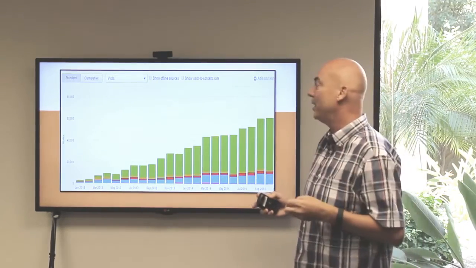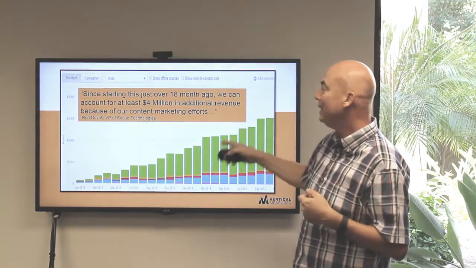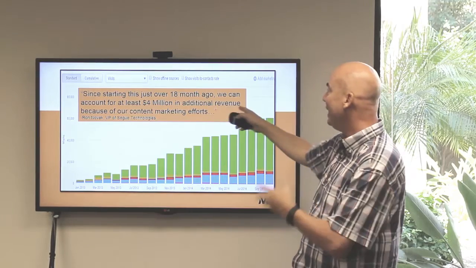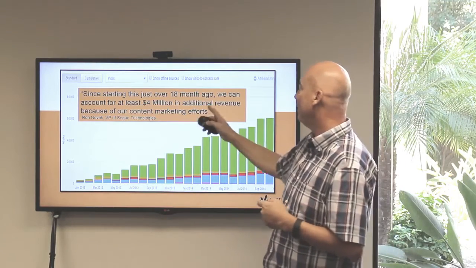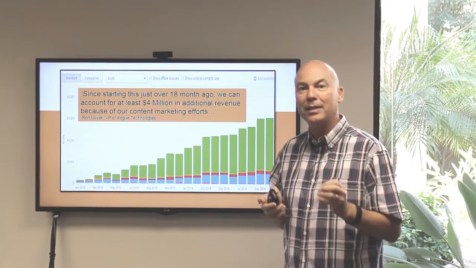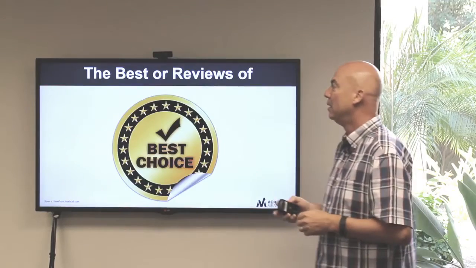All of these versus kind of pieces of content brought in hundreds of thousands of views. You need to figure out how you can do that in your industry, in your market, for your business. And look at the results they've achieved. The green is their organic growth over the last 18 months. And Ron Novak, their VP, said, since starting this just over 18 months ago, we can account for at least $4 million in additional revenue because of their content marketing and the kinds of content that they focused on creating.